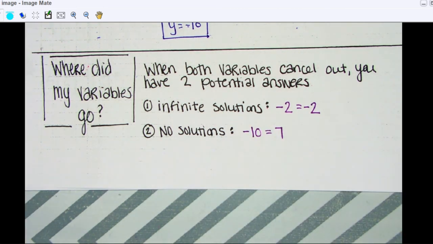So it's kind of like when we were doing inequalities and your variables canceled. If your inequality was true, it was infinite. If it wasn't true, then it was no solution. Same idea. If your equation is balanced on both sides of the equal sign, then it's infinite. If you're not balanced, then there's no solution.